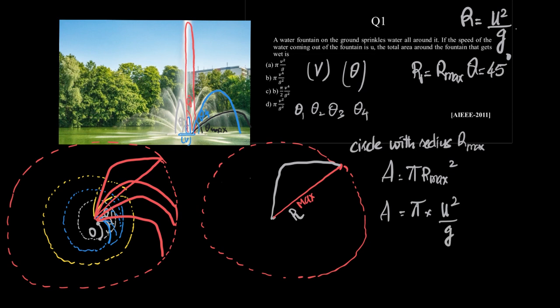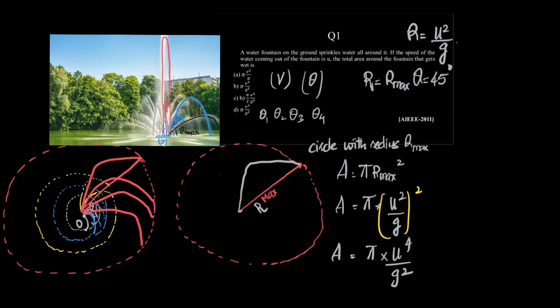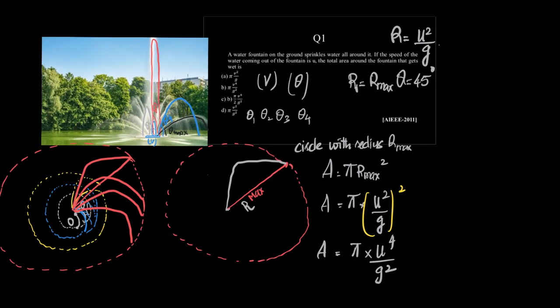Now is it r max? No, it is r max the whole square, and therefore what we get is A is equal to pi into u raised to 4 the whole upon g square. Okay, now I think I should write it down one more step to make sure that the concept is clear.